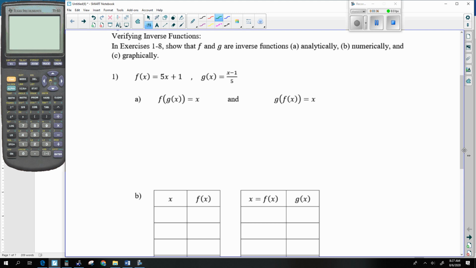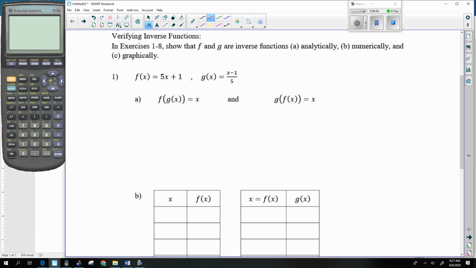In exercises 1 through 8, show that f and g are inverse functions analytically, numerically, and graphically. One of the tests that show that something is an inverse is these facts right here. If f of g of x and g of f of x are both equal to x itself, then they are inverses. So this is an analytic test.